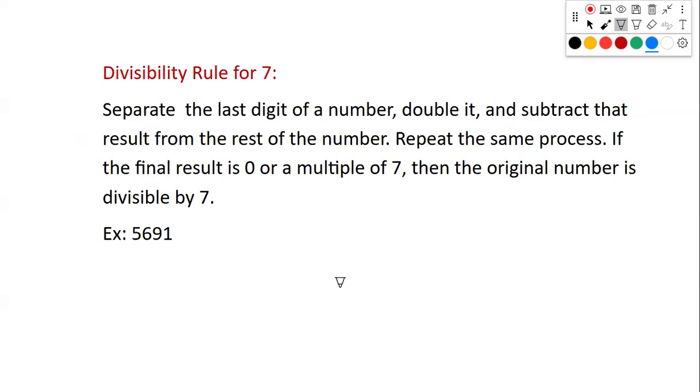So the divisibility rule by 7. Let me take an example and explain here. Let's go with this example only, 5691. Separate the last digit. What is the meaning of separate the last digit? I'm just drawing a line separating the one, that is the units place. What is the next step? Double it. So what is double of 1? 2. So we are done up to there, and subtract the result. And subtract the result. Hey, what happened?